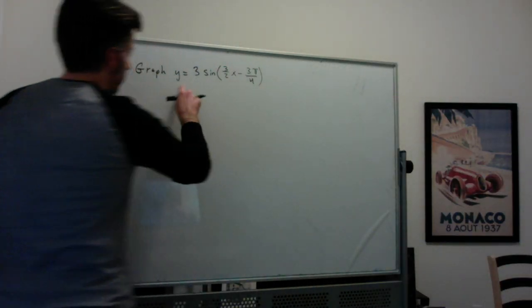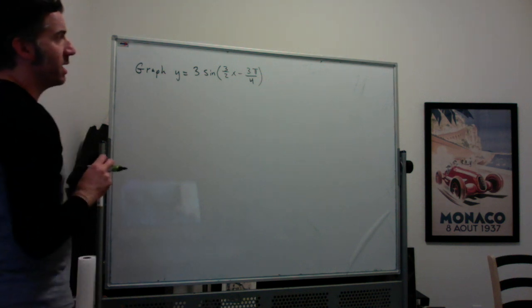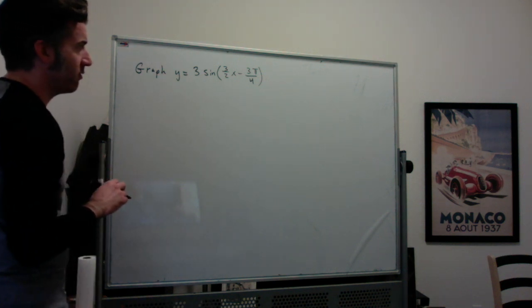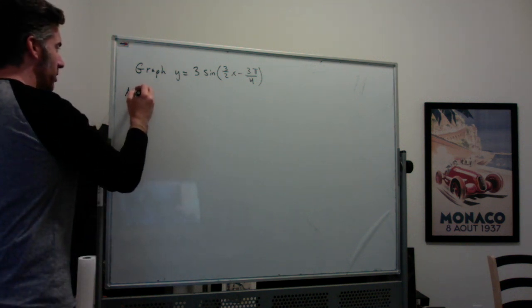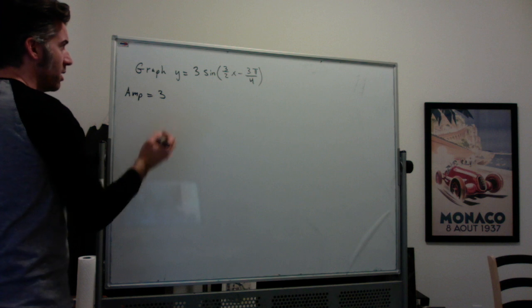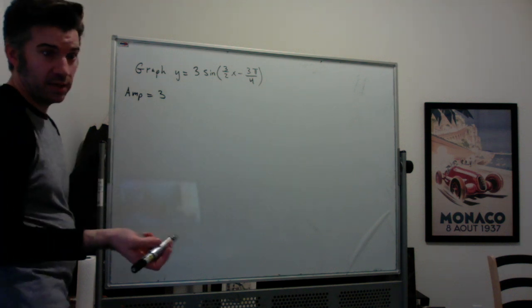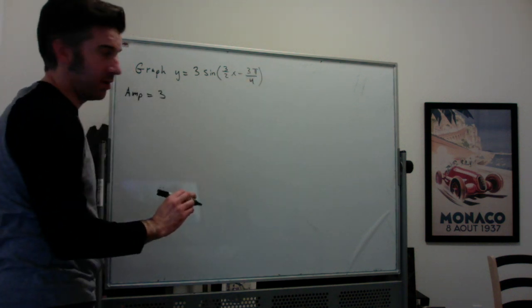So for this function, which is y equals 3 times sine of 3 halves x minus 3 pi over 4, we have to look at all the pieces. First of all, the amplitude is 3. The vertical shift is none, right? There's no plus or minus anything out here.